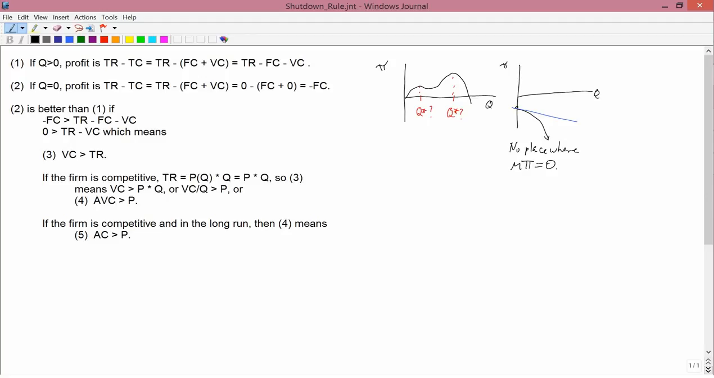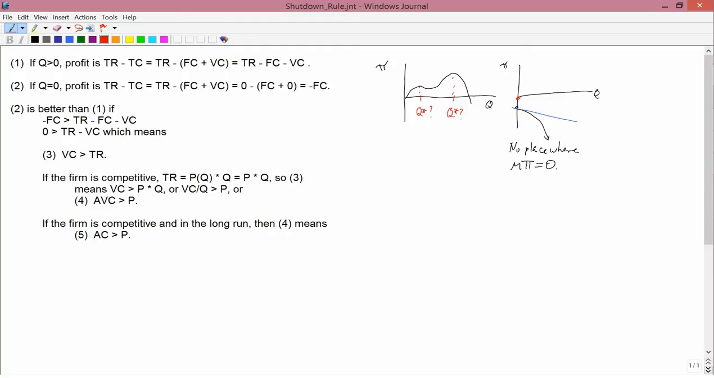What do you do? Well, if you have the graph, then you can see that what you ought to do is set Q equals zero. That's the maximum profit. And usually in these kinds of cases, that's the answer: if there's no place where marginal profit equals zero, then as we'll see later, you usually just set Q equal to zero.